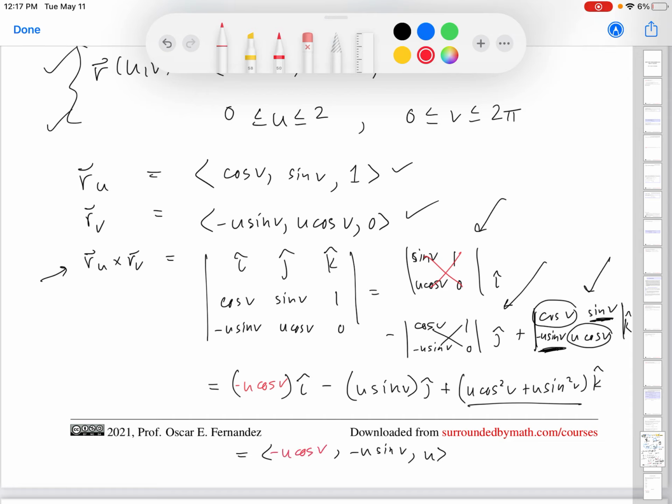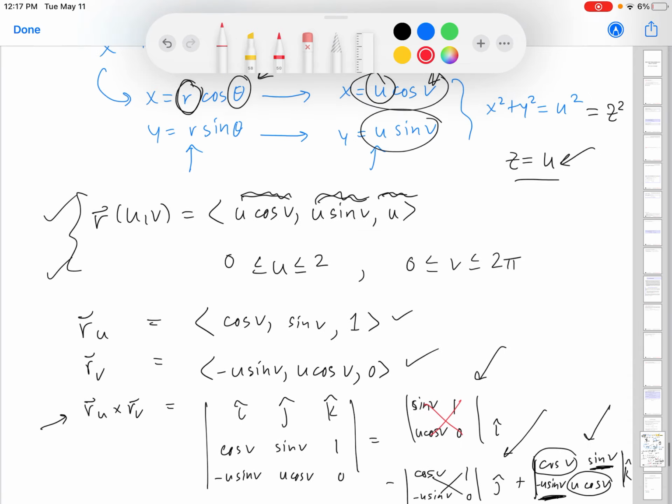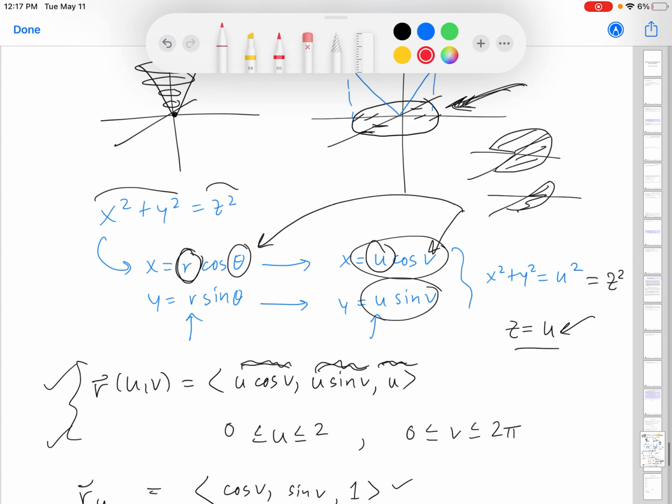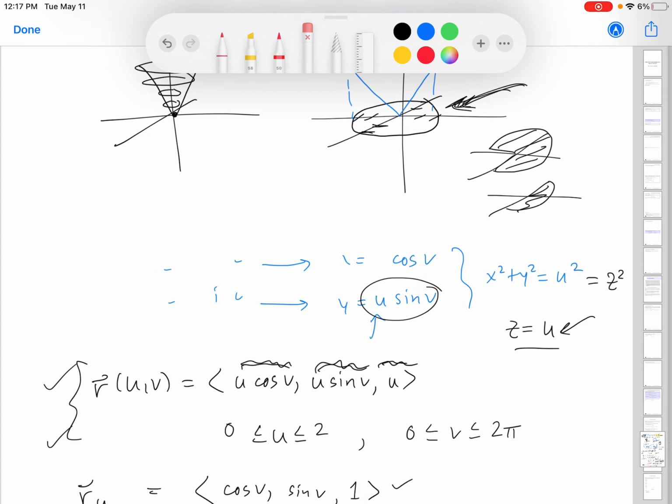Okay, so this is our cross product, and then we take the norm of this. We're running out of space a little bit, so I'm going to remove some of this earlier content. So we take the cross product of this, and then we set up the double integral.